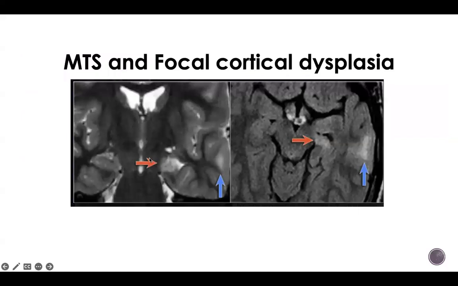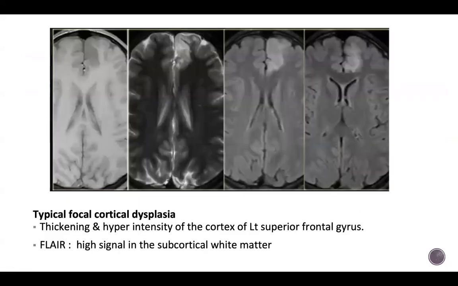So this again is a combination of MTS, in which there is hyperintense signal in the left hippocampus, and also cortical and subcortical hyperintensity with loss of differentiation. So this is a typical focal cortical dysplasia that is seen in the books and also in most of our clinical cases. Here there is thickening and hyperintensity of the cortex of the left superior frontal gyrus. In FLAIR as well as in T2, there is high signal of the subcortical white matter with prominence of the cortex.